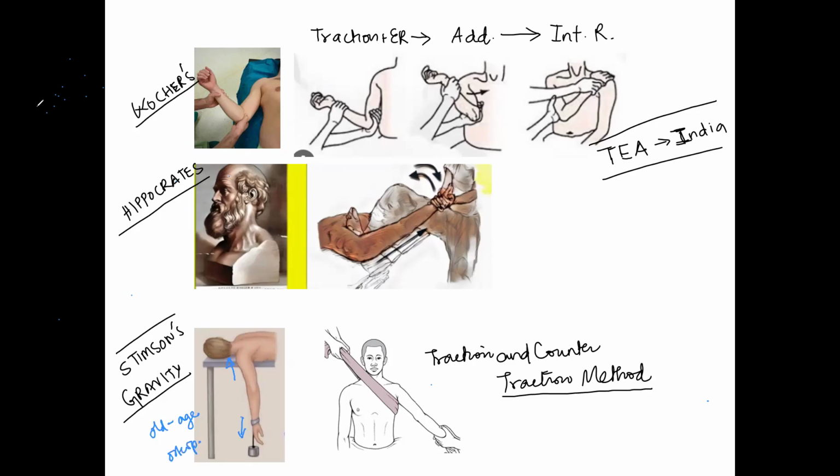Then the last one is the traction counter traction method. One person holds a towel through the axilla and gives the counter traction. The other is holding the hand and pulling it out. So these are the various methods of reduction of acute shoulder dislocation. What are the complications?